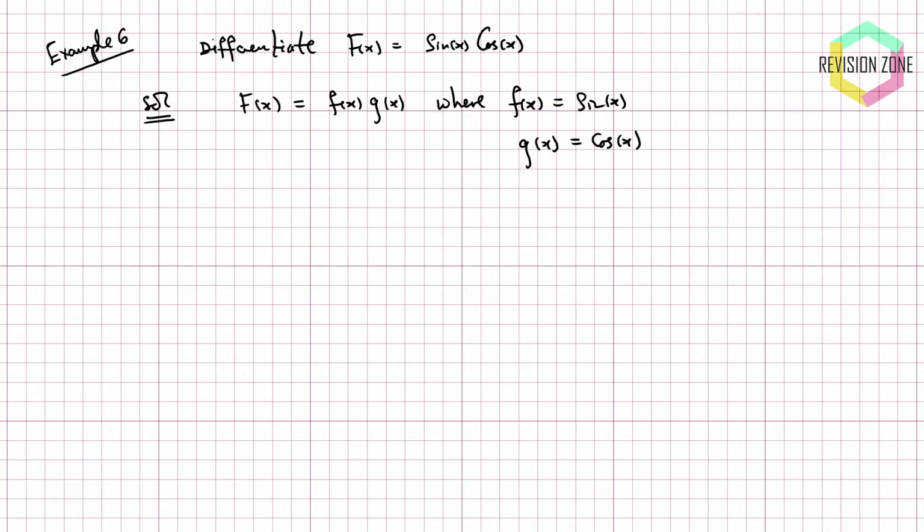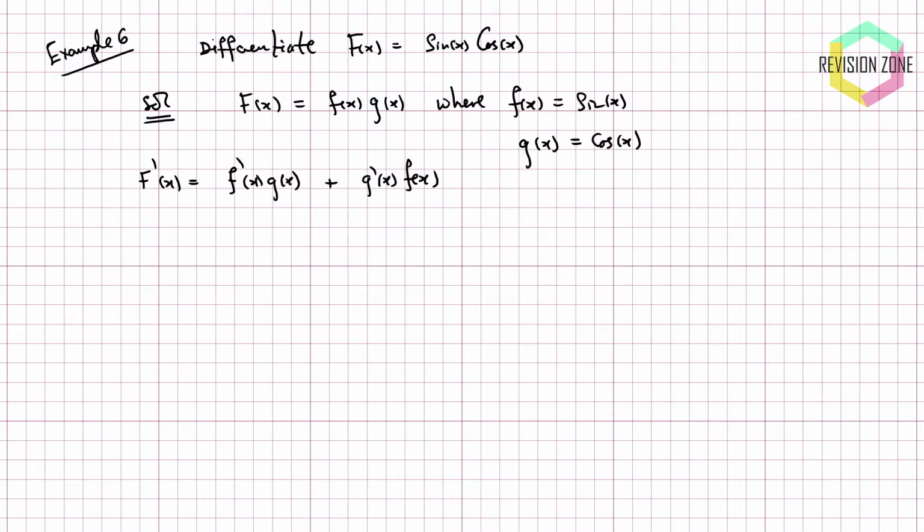So again, the product rule would say F prime of x would be: I differentiate my f, multiply by my g, and I differentiate my g, and multiply that by my f, and I add them up. Okay, so that's our product rule. To be able to use this, I'm going to need to know the derivative of f and the derivative of g. So let's write them down.